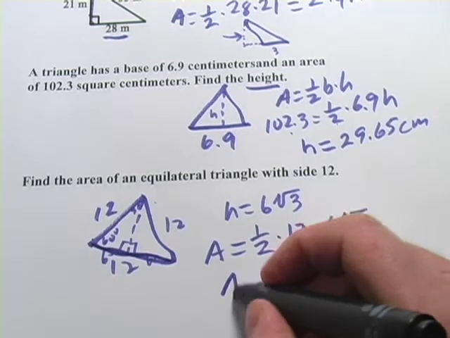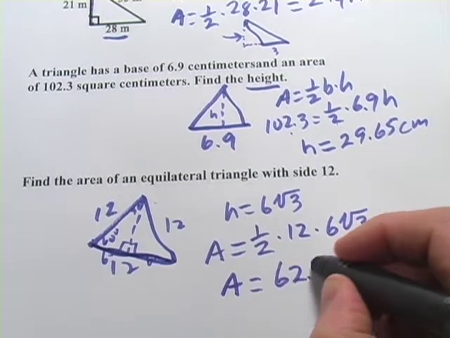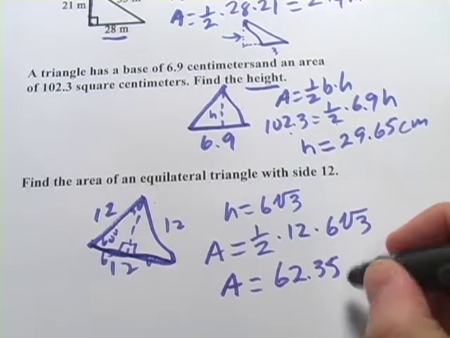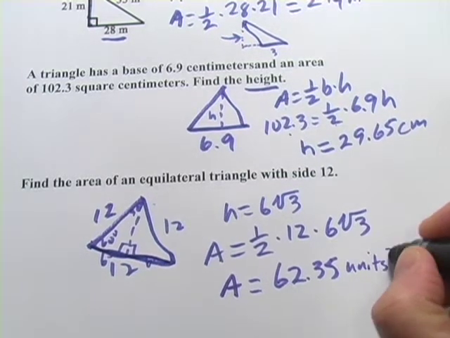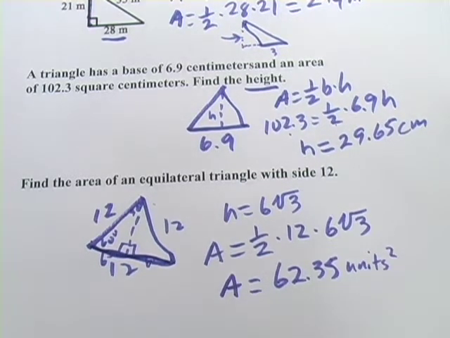And when you crunch the numbers on that, you should get 62.35. And it looks like they didn't give us any units here, so just units squared. So that's a little bit of work with the area of triangles.